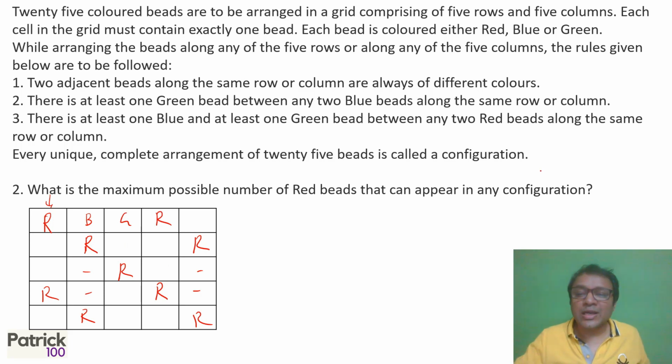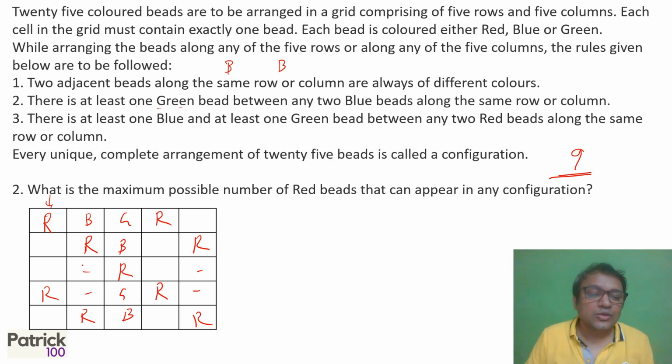So if you notice this, there are a total of 9 red beads possible. So the maximum red is 9. You can't have more than that. Again, you can put blue and green between them. For example, if it's green, you can put blue, and then green and blue, and so on, because they have said at least one green between two blues. So here will be green, then there is blue, and so on. You can fill up the whole configuration accordingly. So you can make out that there will be 9 red beads at most.